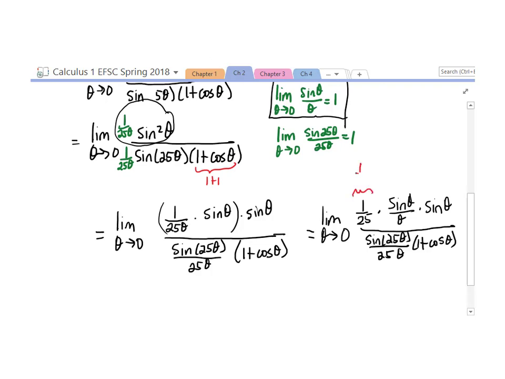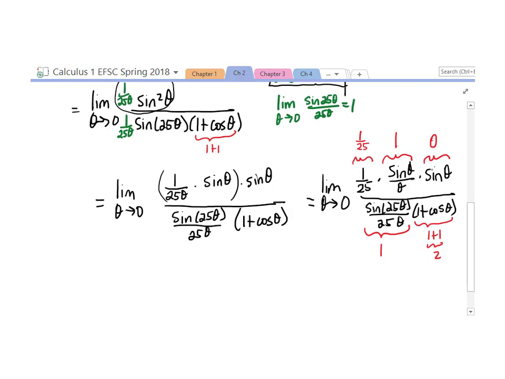So 1/25 is going to stay 1/25. Sine of theta over theta is going to 1. Sine of theta, as theta approaches 0, approaches 0. Sine of 25 theta over 25 theta is going to go to 1. And 1 plus cosine of theta is going to go to 1 plus 1, or 2. So we no longer have an indeterminate form. We have 0 over 2, which is 0. And that's the limit that we're looking for.